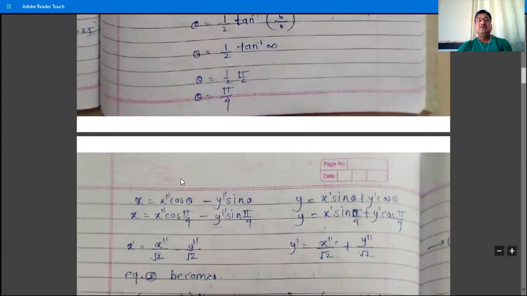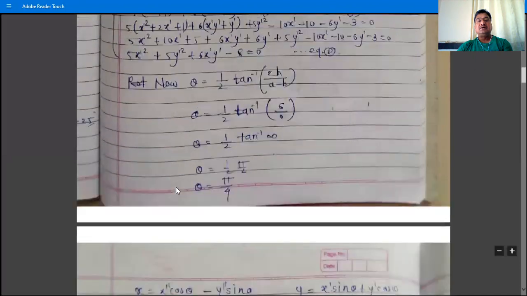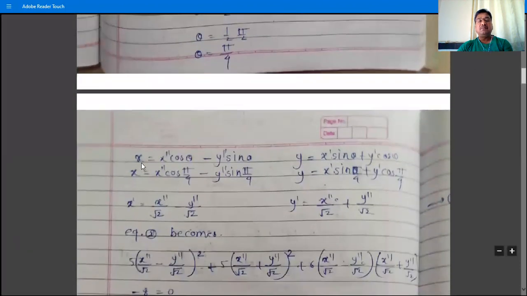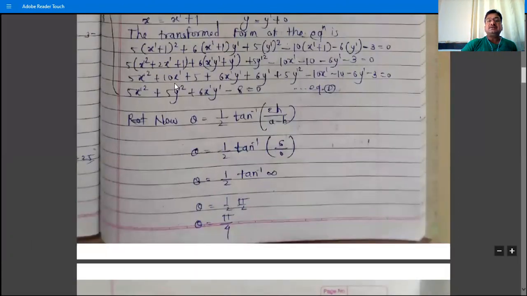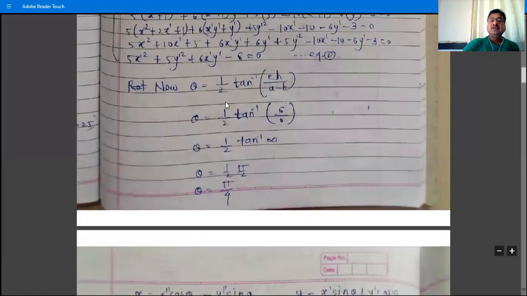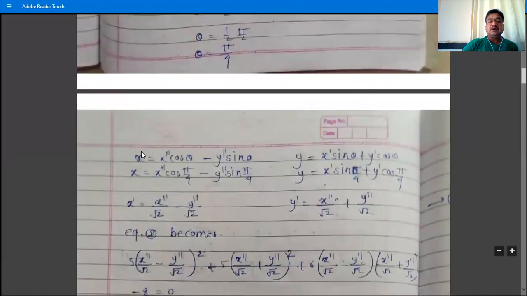So use the formulae of rotation. What are the formulae for rotation? x is equal to x dash cos theta minus y dash sin theta, and y is equal to x dash sin theta plus y dash cos theta. But already there are the notations x dash and y dash in this equation number second. So use the formula x dash is equal to x double dash cos theta minus y double dash sin theta, and y dash is equal to x double dash sin theta plus y double dash cos theta.